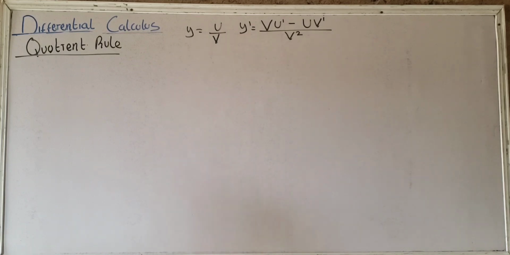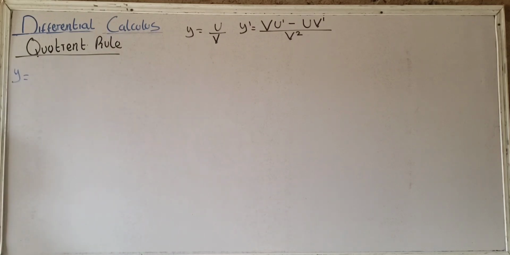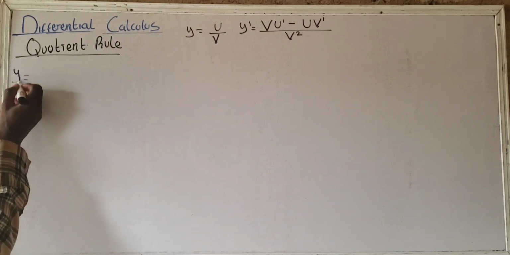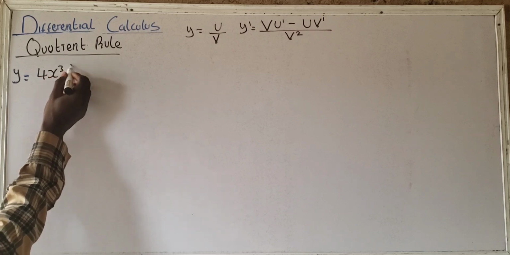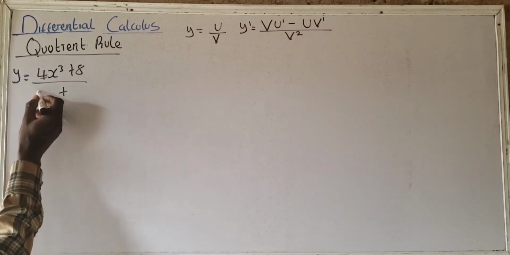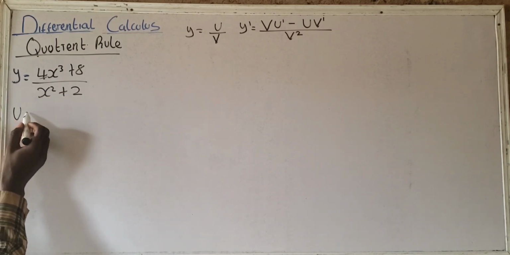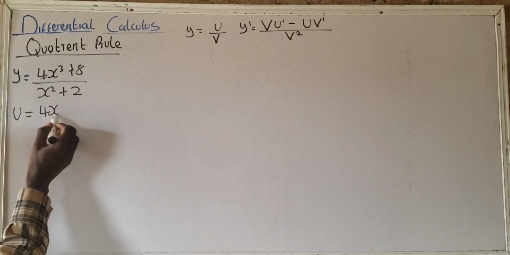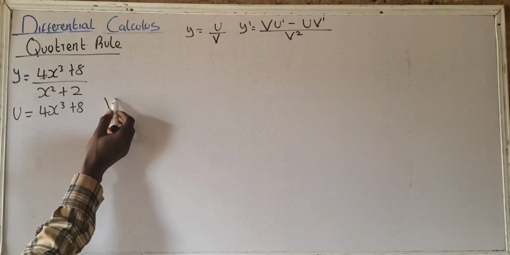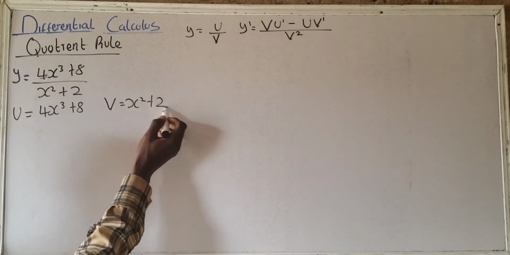Let's say you are asked to differentiate y equals 4x raised to the power of 3 plus 8, all over x squared plus 2. Now, you know that in this function, u is the numerator, so u is equal to 4x raised to the power of 3 plus 8, and v is the denominator, which is what? x squared plus 2.